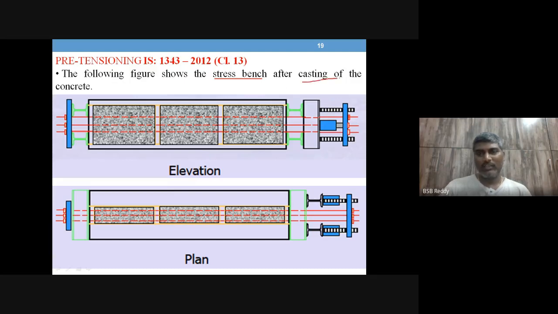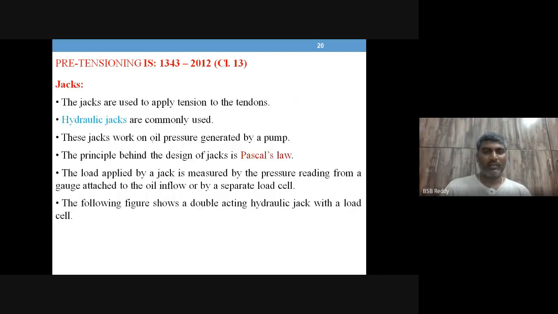So after casting of the concrete, how it looks like, these diagrams are shown. It was only the molds that we have seen. Now the concrete members. There are three such members, concrete molds placed and poured with concrete. Once the concrete is set, we are going to cut the tendons at these locations and also between the members, so that they will be ready. Okay, right.